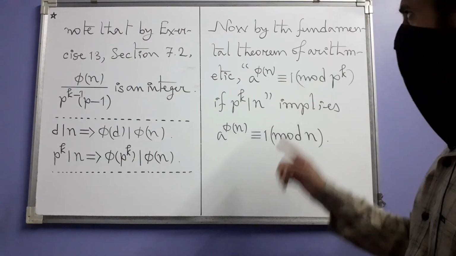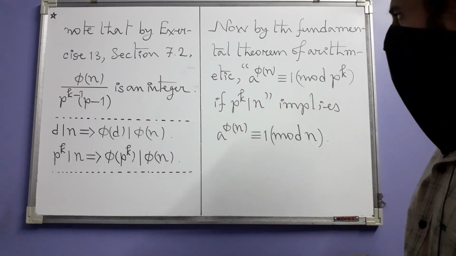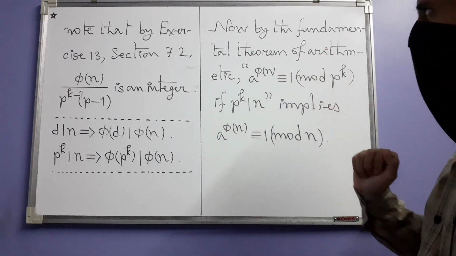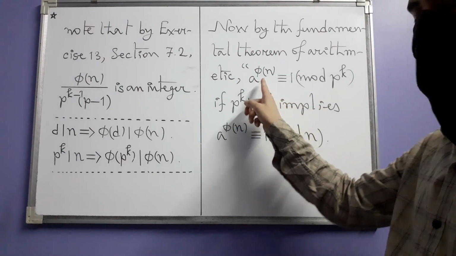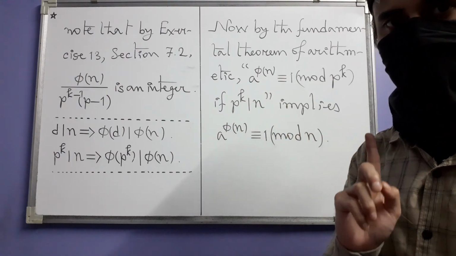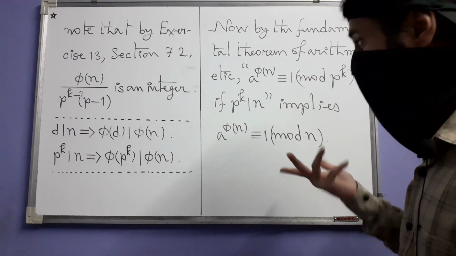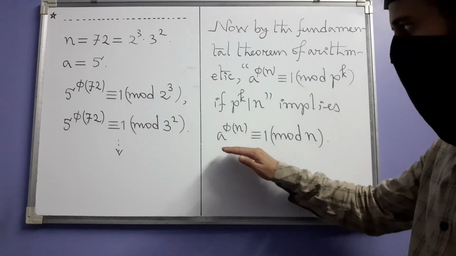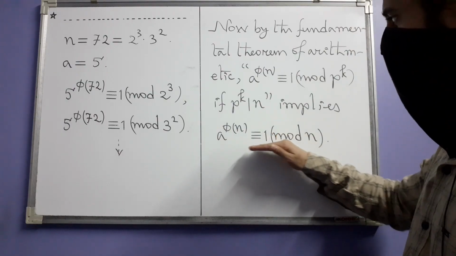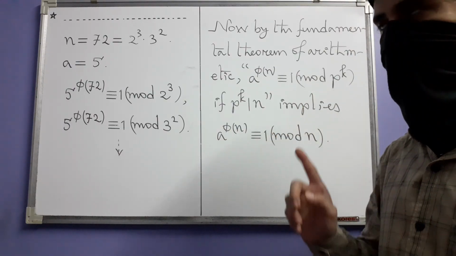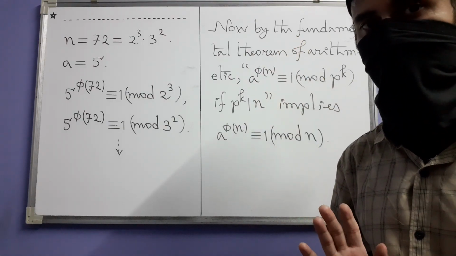And that comes from the fundamental theorem of arithmetic and elementary properties of the divisibility relation. So we wrote like this: by the fundamental theorem of arithmetic, this fact that if p to the power k divides n, then a to the power phi of n is congruent to 1 mod p to the power k, implies this one, where the modulus is n. But again, exactly how? Now the formal solution, in fact, ends here. But we want to be a little more clear about how this last step comes from this one. In what way has this fundamental theorem of arithmetic actually been used?